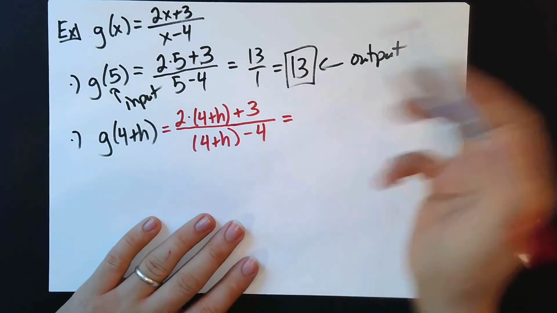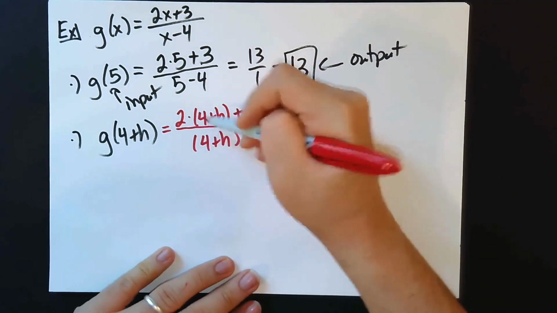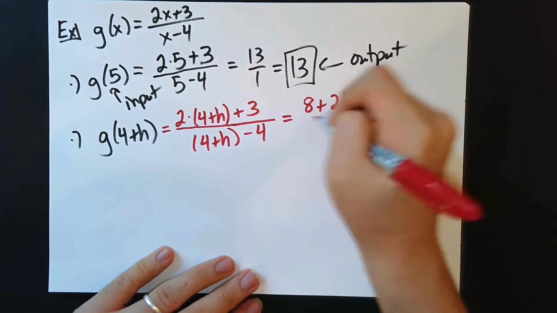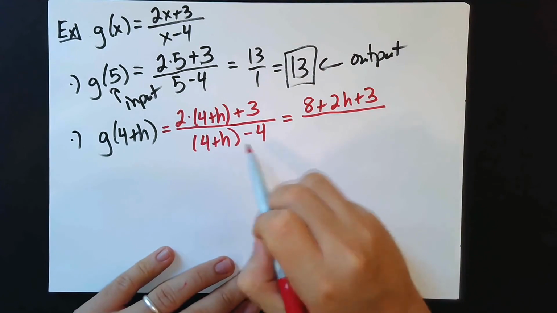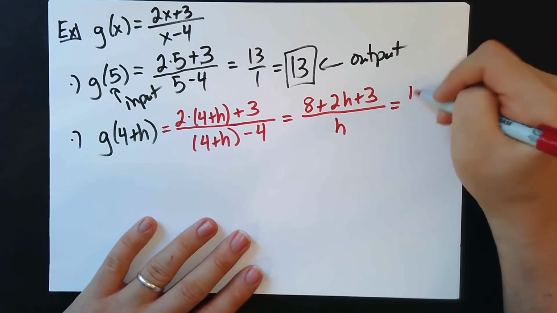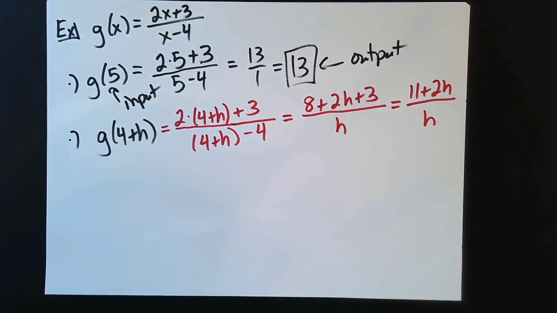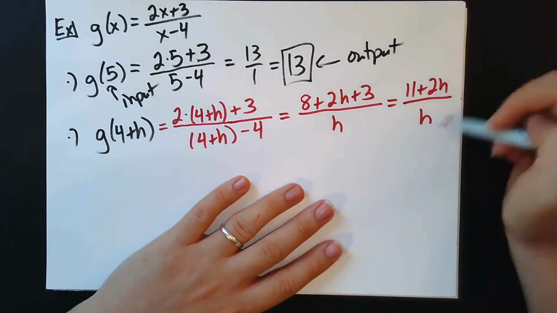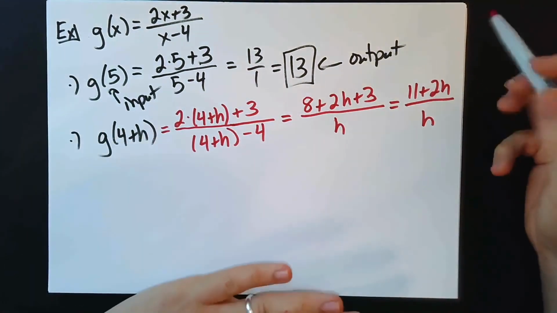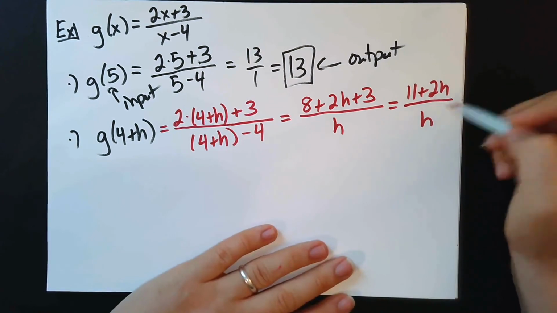So I can distribute this 2. Note the parentheses again I needed there to remind me that I need to distribute the 2. So that's going to be 8 plus 2h plus 3 divided by then 4 plus h minus 4. That's just h. And so this is 11 plus 2h divided by h. Please note I cannot cancel the h's here. The only way that I can cancel the h's is if I have an h in every term. And I don't. In this case, I only have an h in this term.